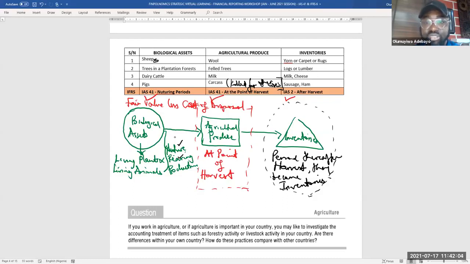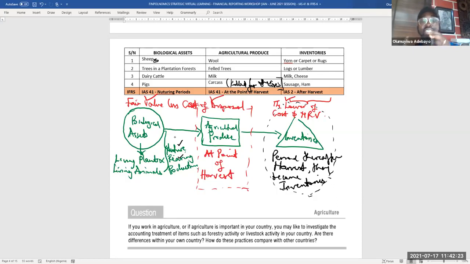Whereas inventory under IAS 2 will be measured at the lower of cost and the net realizable value. Can you see the difference?